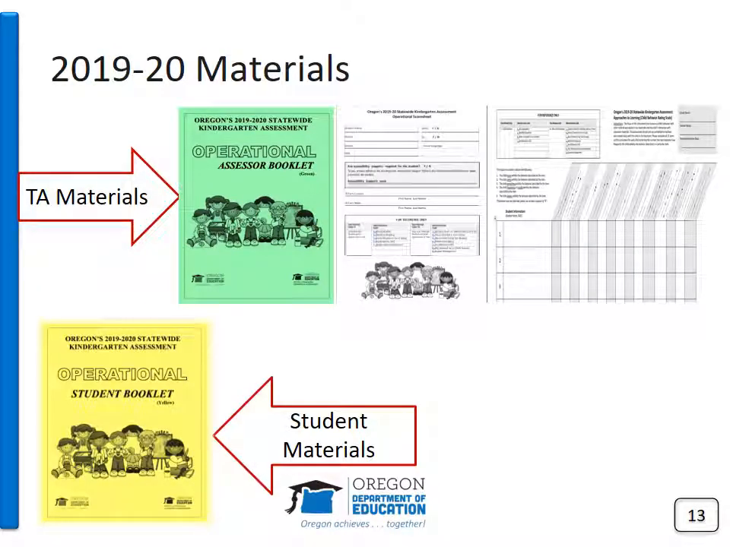The 2019-20 test materials are an operational assessor booklet, which is green, an operational student booklet, which is yellow, the operational score sheet, which is used with early literacy and early math, and then the operational approaches to learning score sheet, which is used with the approaches to learning.